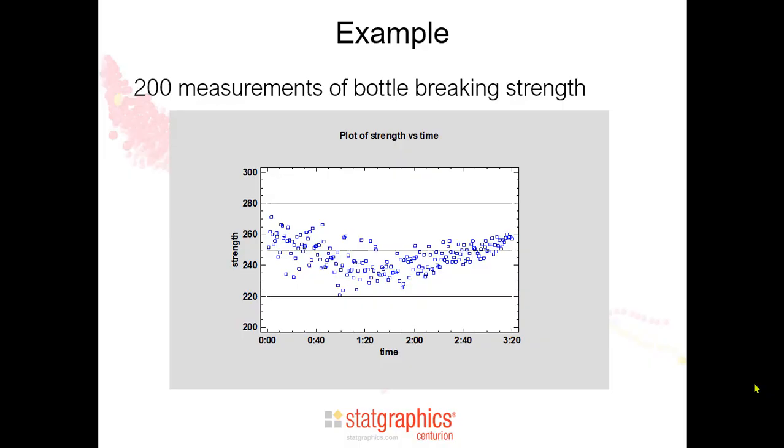As an example, consider these 200 measurements of the breaking strength of glass bottles. You'll note in this data changes in both the mean and the standard deviation. The mean appears to start out fairly high, then drops toward the center of the sampling period, and then starts to rise again. The standard deviation, on the other hand, seems to be considerably smaller in the second half of the data than in the first half.